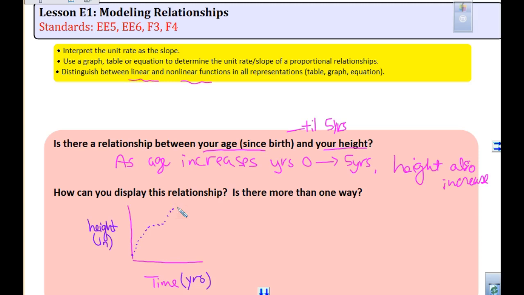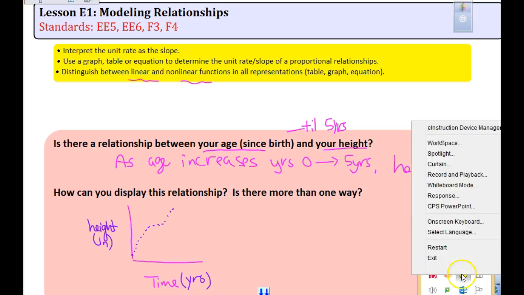Where you're going to continue to grow, and it might level off for a period of time. Maybe for a year you were the same height, and then all of a sudden, they measured you, went to the doctor's office, and oh my gosh, this kid is growing, right? That's one way of displaying it, would be a graph, okay? So if we are looking at it, one way of displaying is definitely a graph. Anyone think of a different way of displaying this?